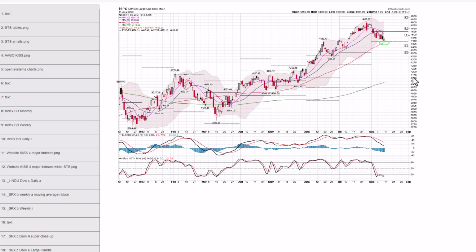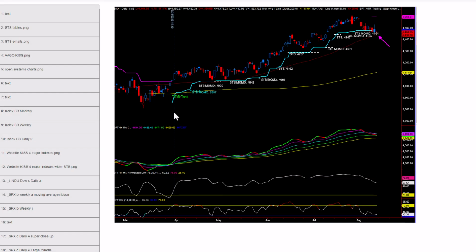Chart number 20, here's another daily view. It has the pivots. You can see we got a pivot right here approaching, and the 50-day moving average. Next. Chart number 21, here's the KISS system. Again, still hanging on to the smart trailing stop on a closing basis for now. So we'll see what happens early this week.